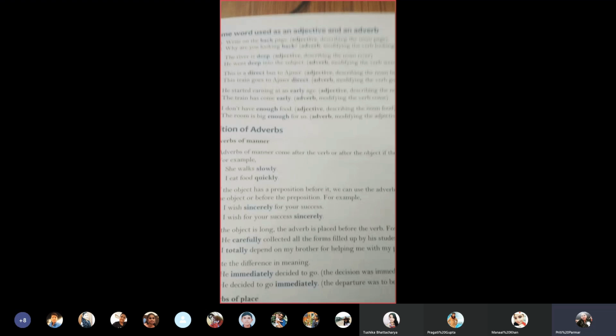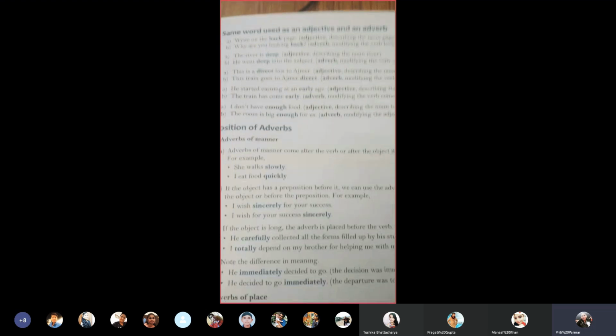Whereas sweetly is an adverb. Why? Because it is telling you something about singing, sings. Okay, so sings is a verb, and how is she singing? In what manner? Sweetly. So there are a few examples. You are supposed to go through them.